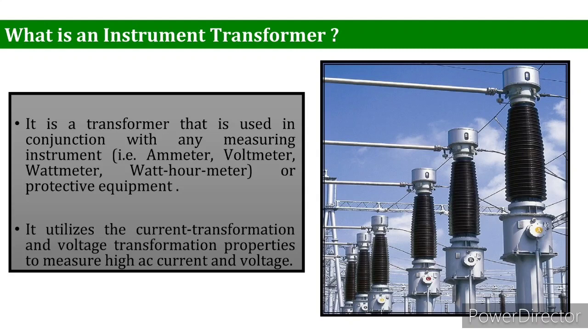Well, basically it's a transformer that is used in conjunction with any measuring instrument, that could be an ammeter, voltmeter, or any protective equipment. The most common usage of instrument transformers is to operate instruments or metering from high voltage or high current circuits, safely isolating secondary control circuitry from the high voltages or currents. It also utilizes the current transformation and voltage transformation properties to measure high AC current and voltages.